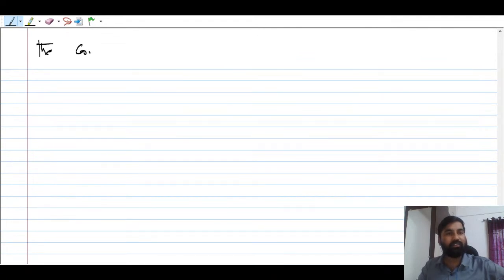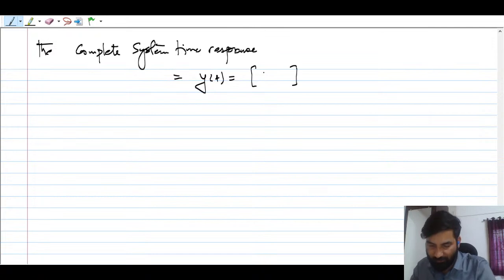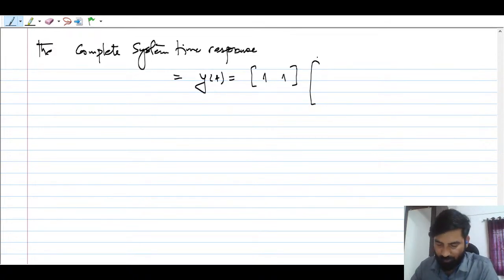The complete system time response is going to be equal to y of t, and y of t is nothing but what, here a vector will be given for y of t, that is 1 1, and here you have to write x1(t) and x2(t). What is that, you can copy from here, right.